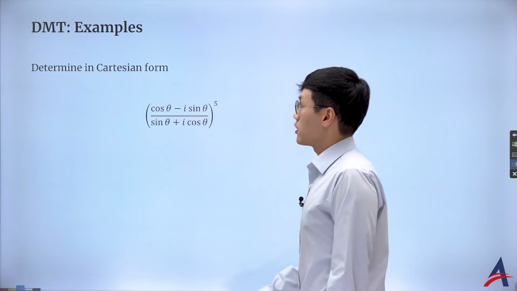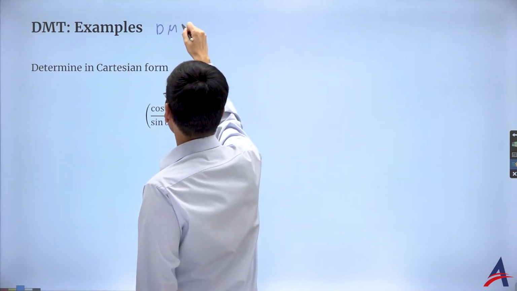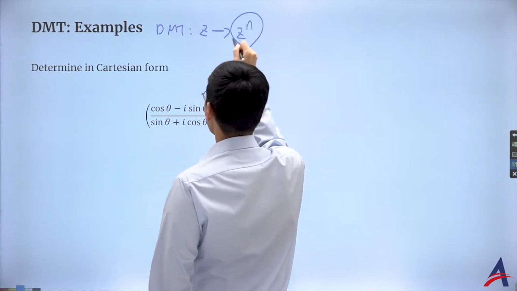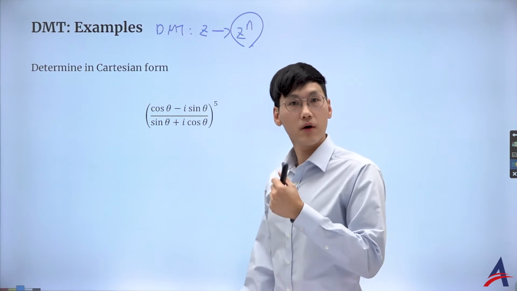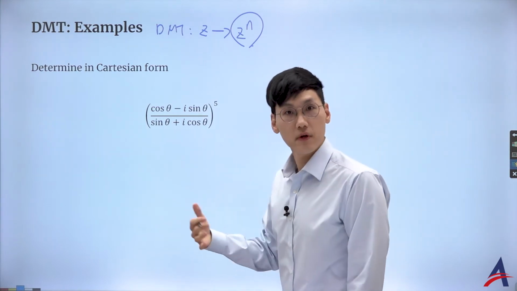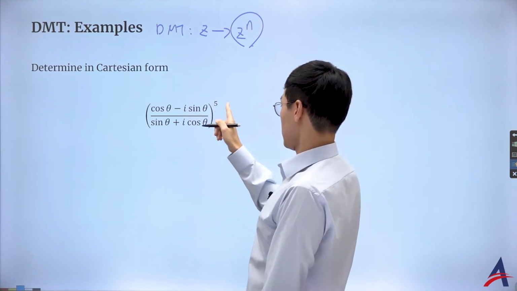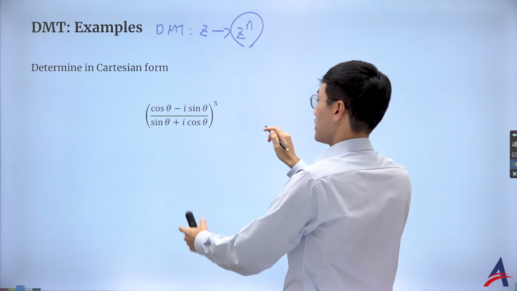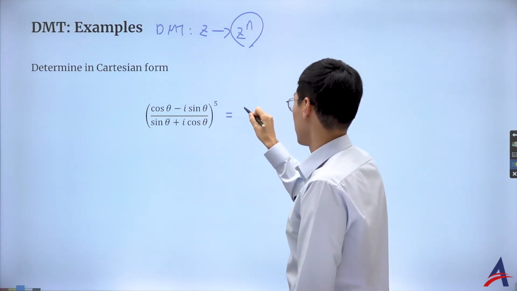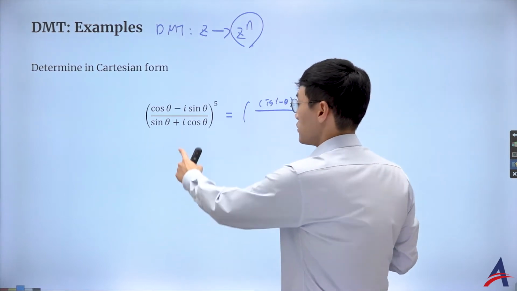We are going to use DMT every time we see the form Z to the power of n. Whenever you put something into a higher power, we're going to use the DMT. For the use of DMT, it's very important to be able to convert into polar form quickly. When I see things like this, I would try to convert into cis form first. So the numerator is going to be cis negative theta over the denominator.